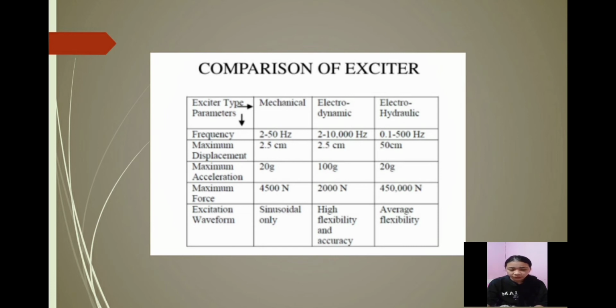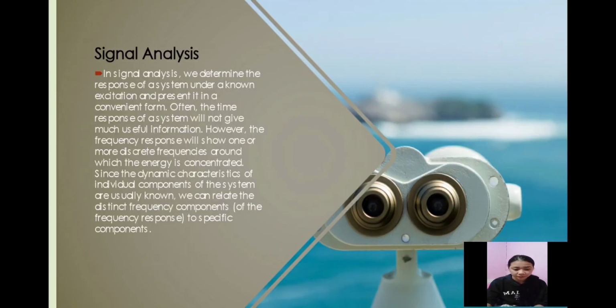Electrohydraulic has a frequency of 0.1 to 500 Hz, maximum displacement of 50 cm, maximum acceleration of 20, maximum force of 450,000 Newton, and an excitation waveform of average flexibility.